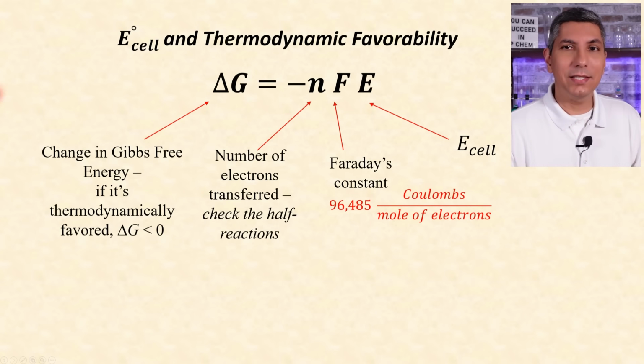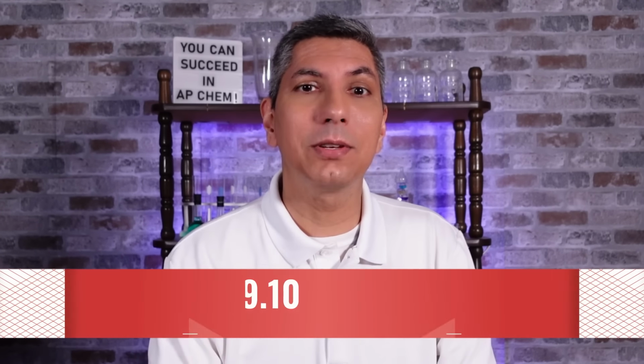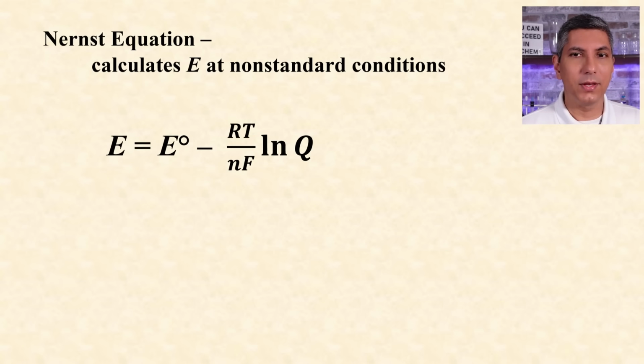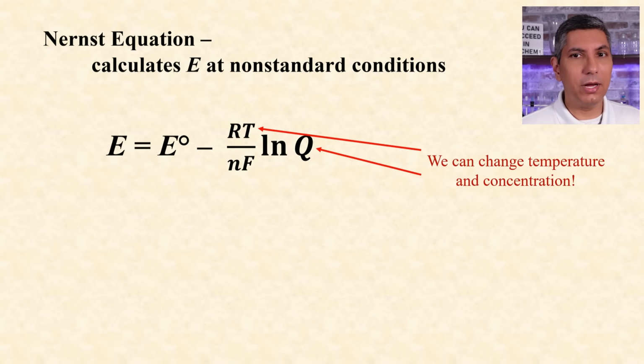Cells with a positive voltage are thermodynamically favored, while cells with a negative voltage are unfavored and would need some external power source. We normally calculate cell potentials at standard conditions, which honestly aren't that common in the real world. For non-standard conditions, we use the Nernst equation. Some of these values don't change in a reaction, but we can change the temperature and concentration.